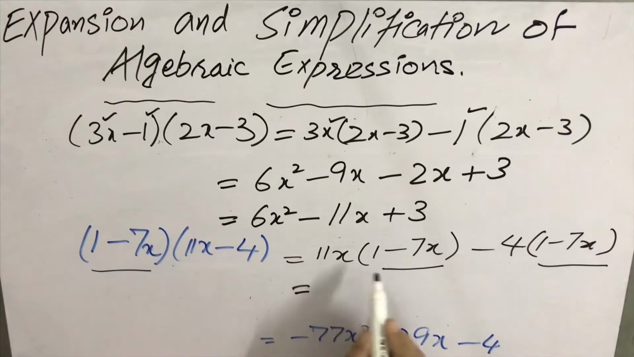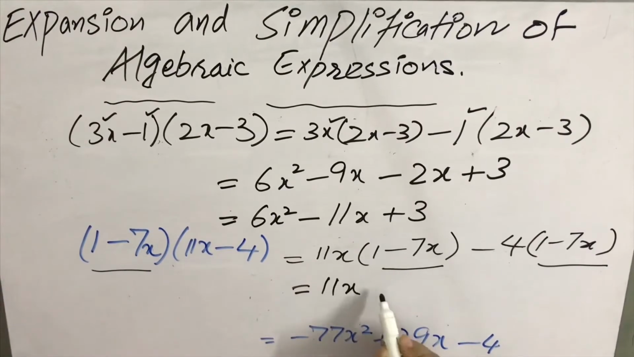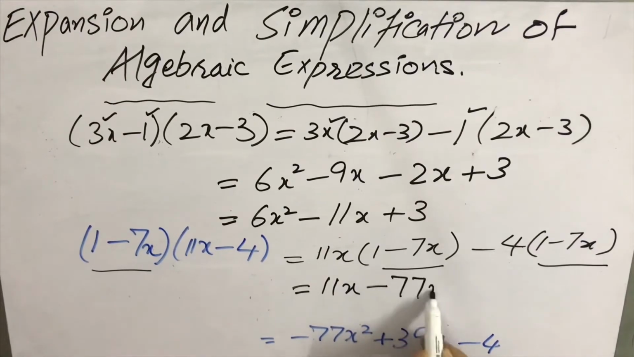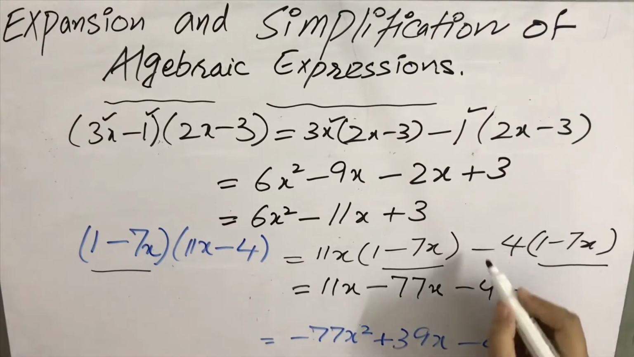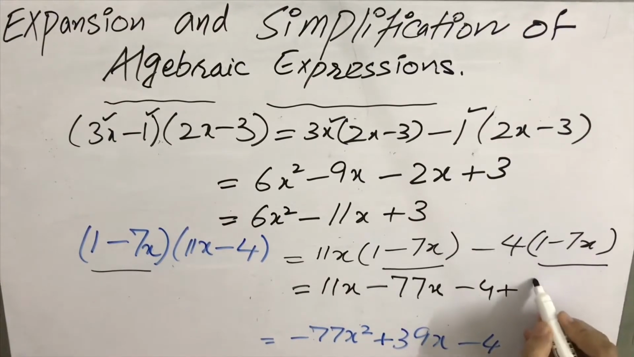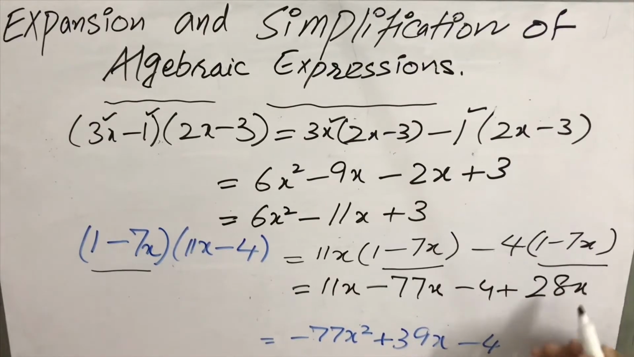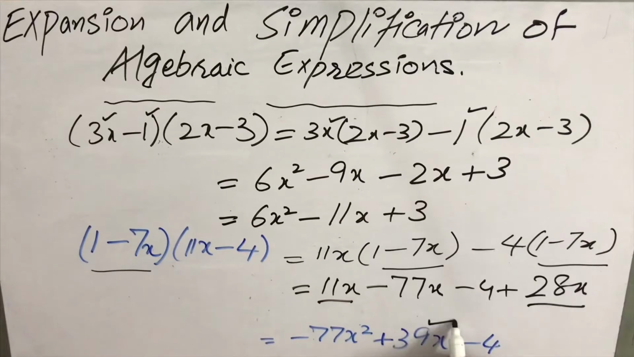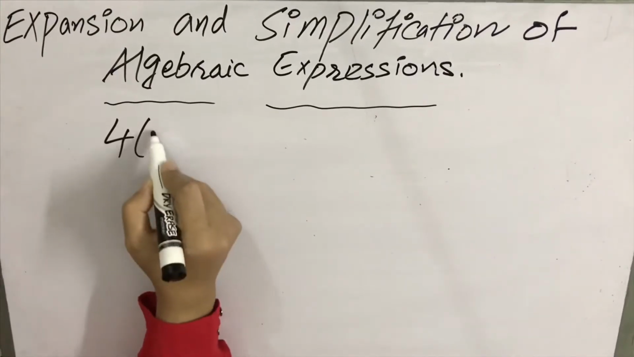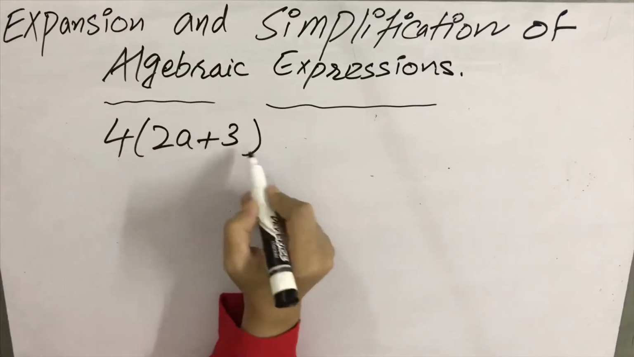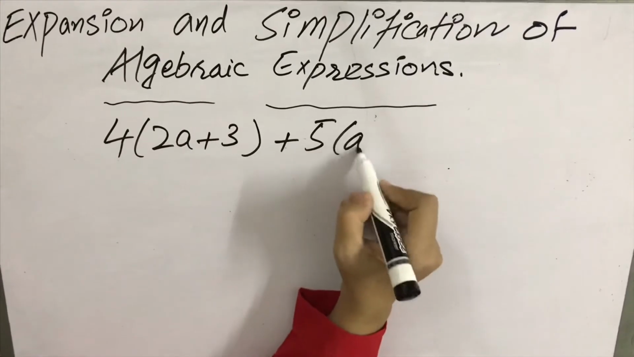Okay, now multiply 11x multiply 1, 11x. 7 multiply 11, 77x. Negative, minus 4, minus minus plus, this negative sign will change the inner sign, and 7 4s are 28x. Notice this 28x and 11x is 39x. Sorry, this is 11 into 7 x square. Minus 77x square is here, minus 4 is here. Your answer is same.